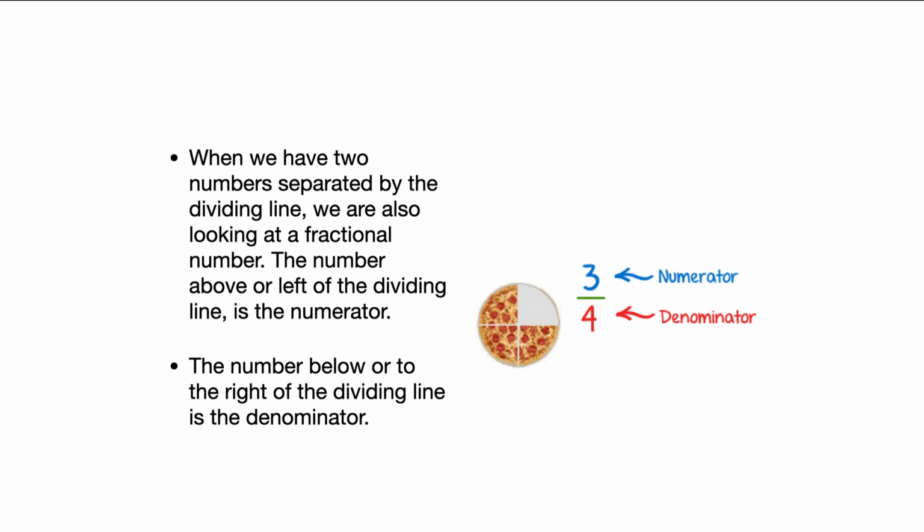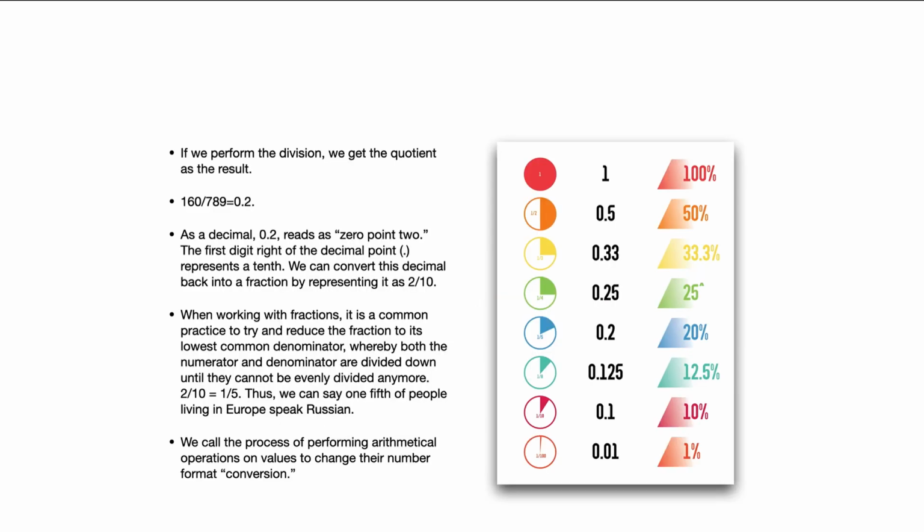When we have two numbers separated by the dividing line, we are also looking at a fractional number. The number above or left of the dividing line is the numerator. The number below or to the right of the dividing line is the denominator. If we perform the division, we get the quotient as the result.